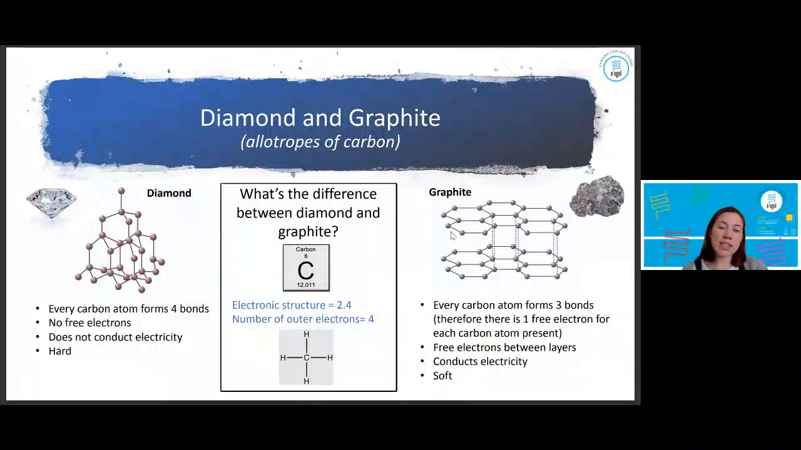One other thing we know is that it's soft. So when you're writing, the reason why you leave a line on your paper is because those layers are breaking off, because graphite is in fact very soft.